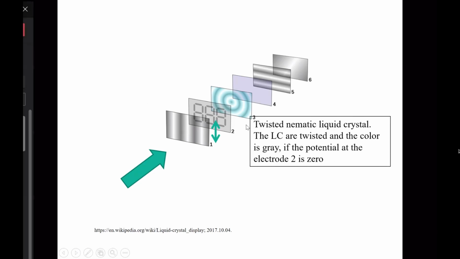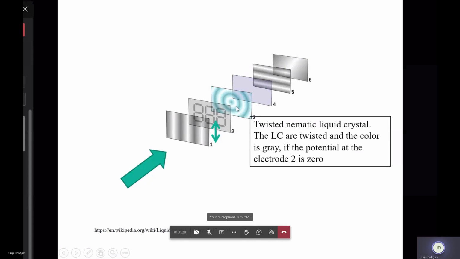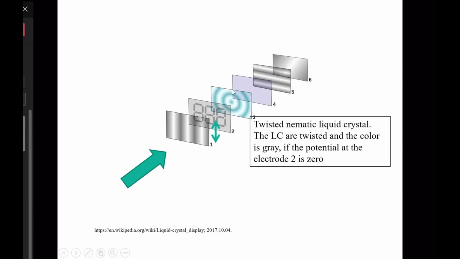So next, the electrode of this one is coated with a liquid crystal whose molecules have directions like this one. That is why we have the circle on this; it is a so-called twisted nematic liquid crystal. So the next one, different.